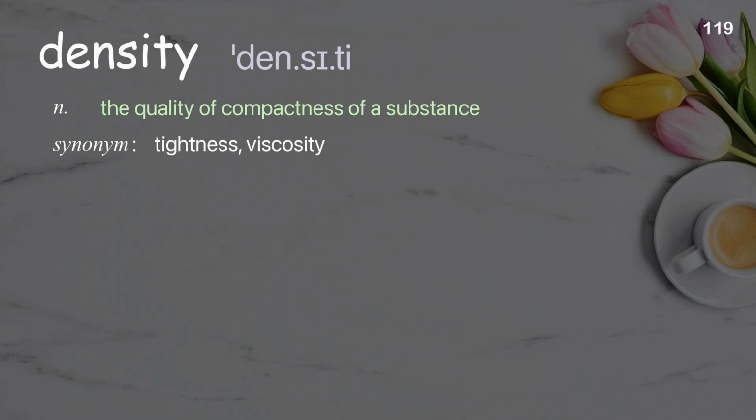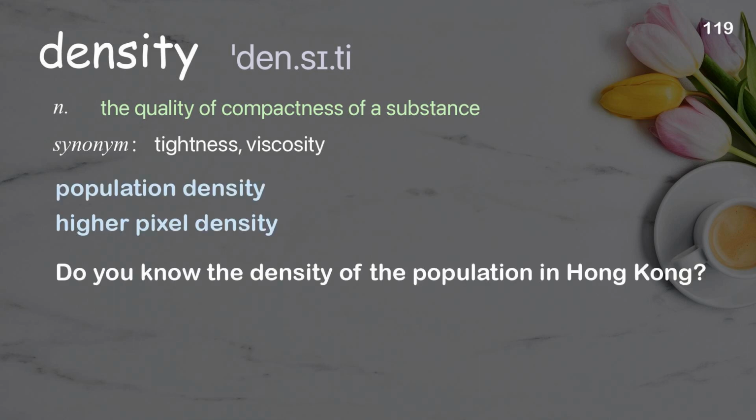Density. The quality of compactness of a substance. Examples: Population density. Higher pixel density. Do you know the density of the population in Hong Kong?